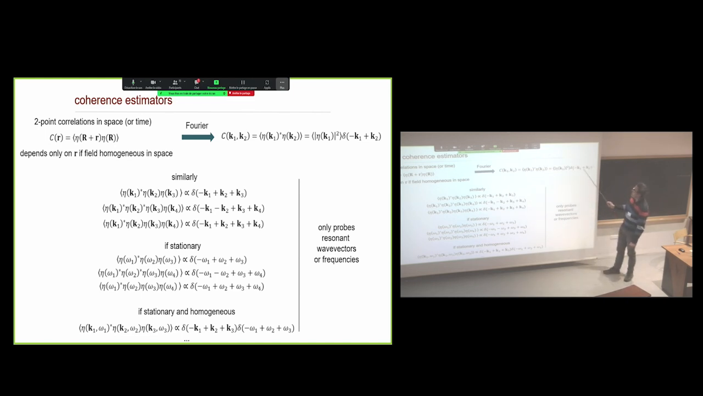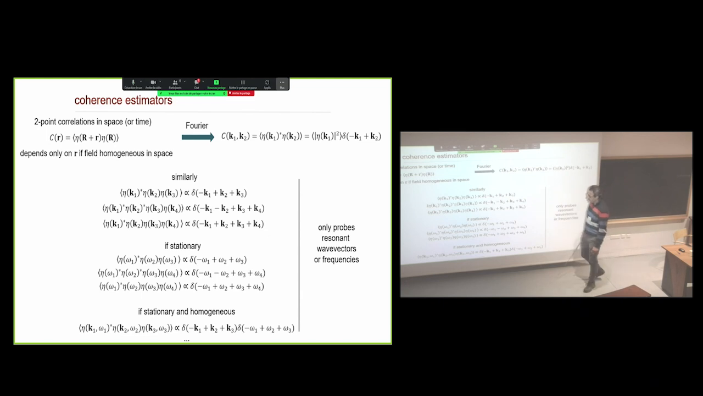So you will probe only the case where k1 equals k2, and you have the same for three-wave correlations, four-wave correlations of whatever kind you can have here. They all, because of space homogeneity, are all probing only the resonant k somehow. Okay, so that's a technical thing.